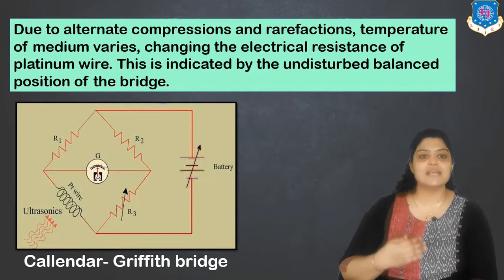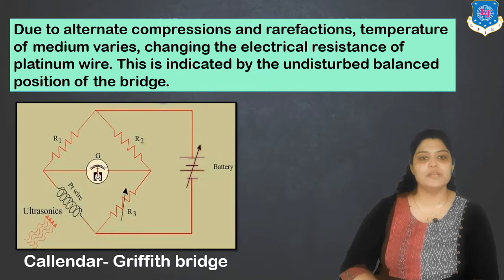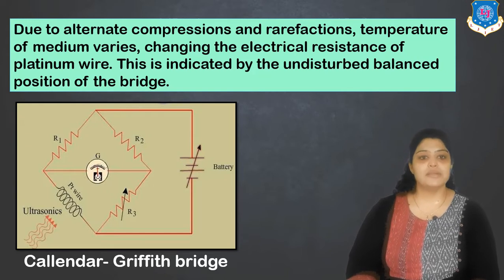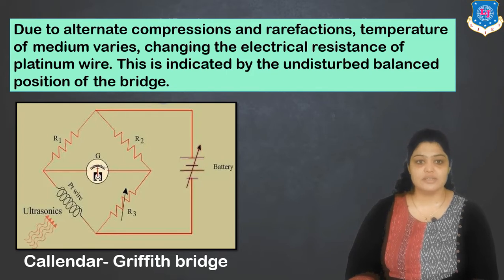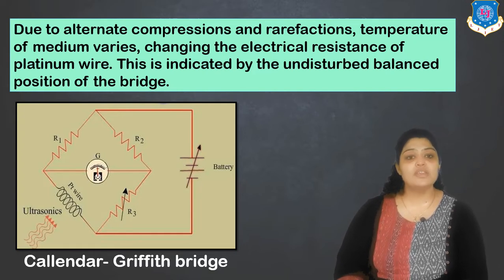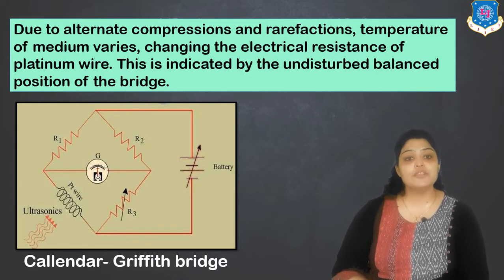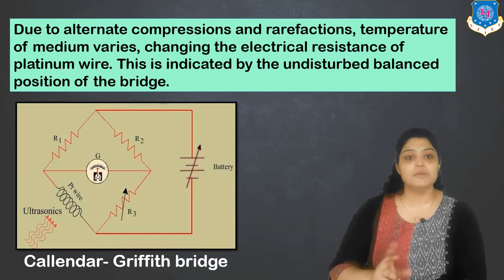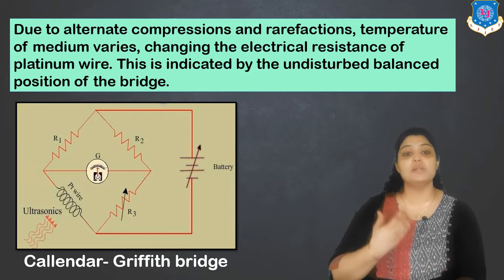You can see 3 resistors and a platinum wire, and in between them there is a galvanometer shown. Suppose there are ultrasonic waves present, what happens? Due to ultrasonic waves, there will be temperature changes at rarefactions and compressions. So there will be a change in resistance of the wire. We know that temperature increases means resistance is going to increase. So wherever you have a point of compression, temperature will be more, resistance would be more. And if the platinum wire resistance changes, the galvanometer connected in between is unbalanced, or I would say the bridge will become unbalanced.